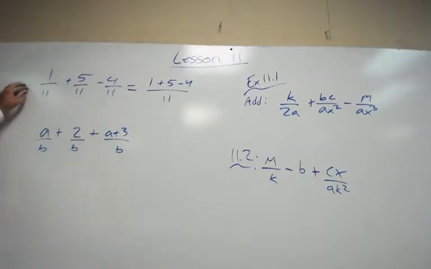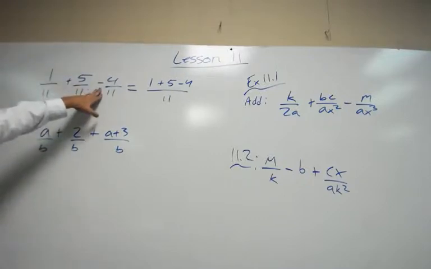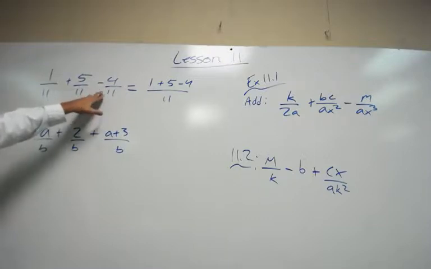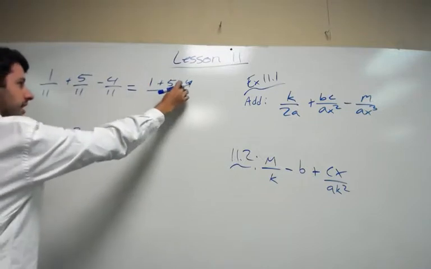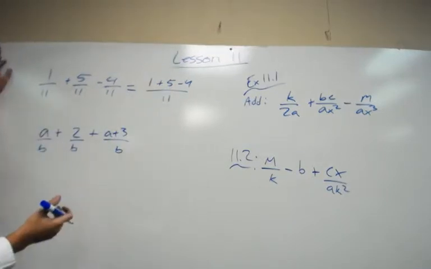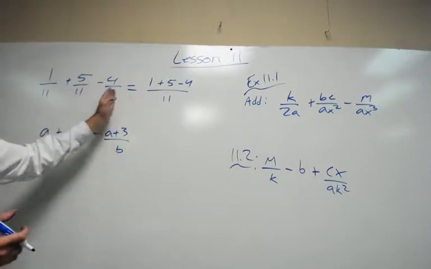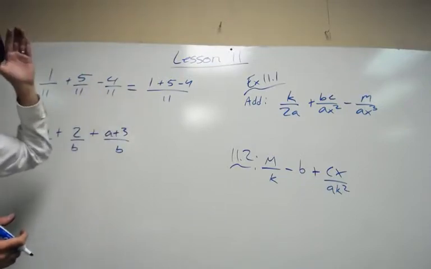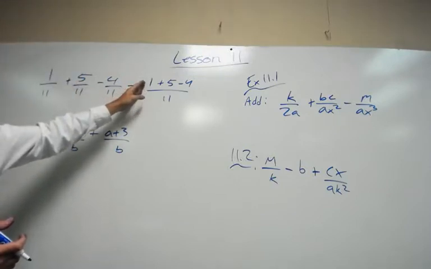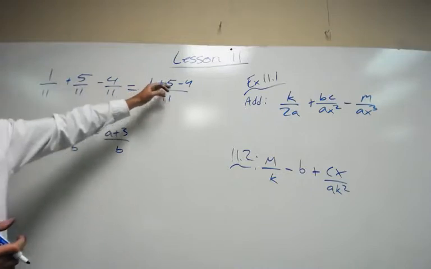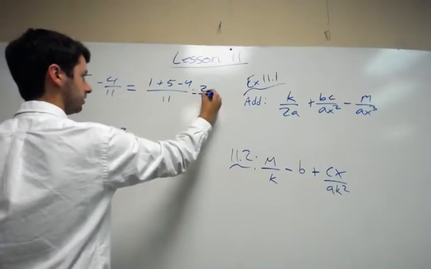Looking way back, if we were adding 1 over 11 plus 5 over 11 minus 4 over 11, since they all have the same denominator, we could also write that as 1 plus 5 minus 4 over 11. Either of these ways would work. Just know that if you have the same denominator, you can then add what is in the numerator. So we'd work left to right and go 1 plus 5, 6, minus 4, 2. So that would be 2 over 11.